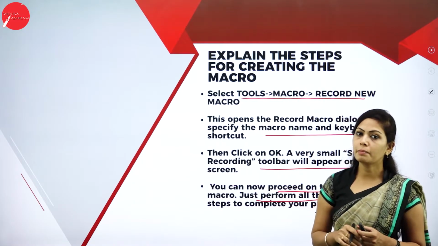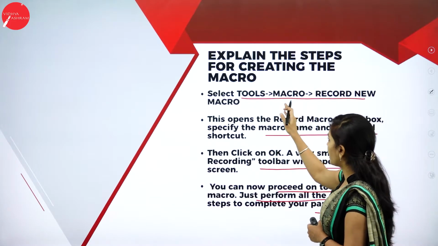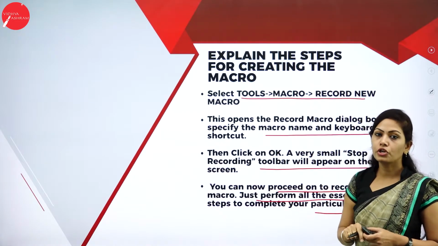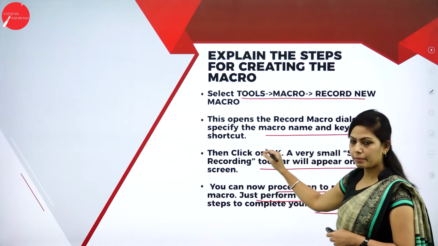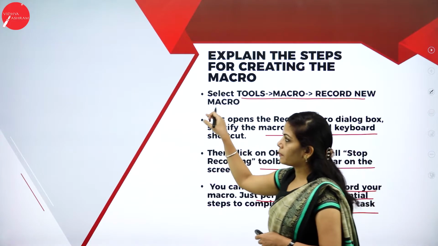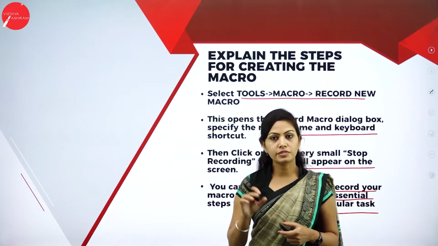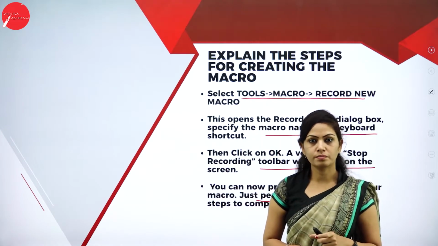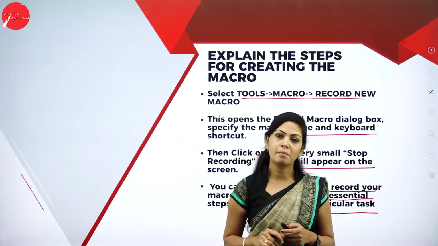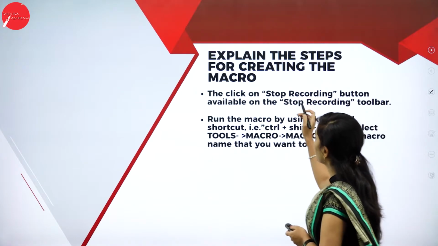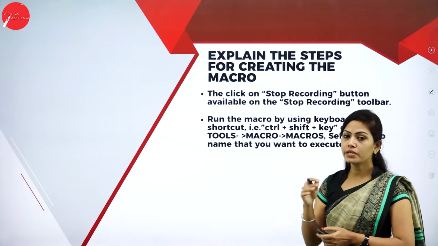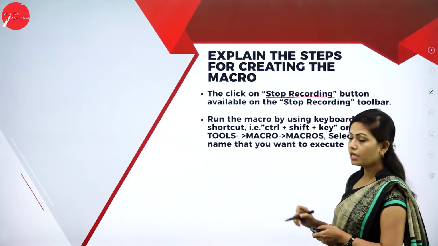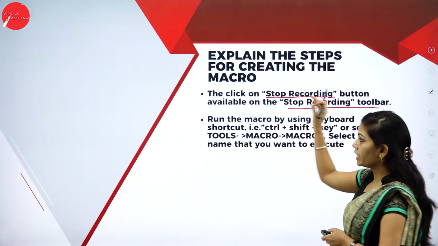So how to open the macros? So first select the tools macro and record new macro and give the macro document name and just click OK button and you will get in the ribbon, you will get stop recording. So after the completion of macro recording, you just click on the stop record macro. So you can record the data in macros. Explain the steps for creating the macro. So after the modification of data, you can just click on stop recording button available on the stop recording toolbar.